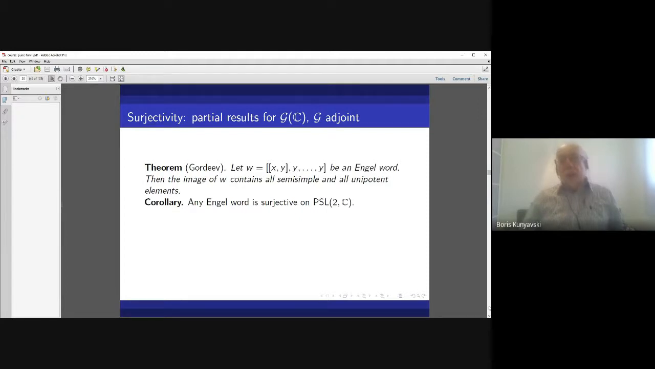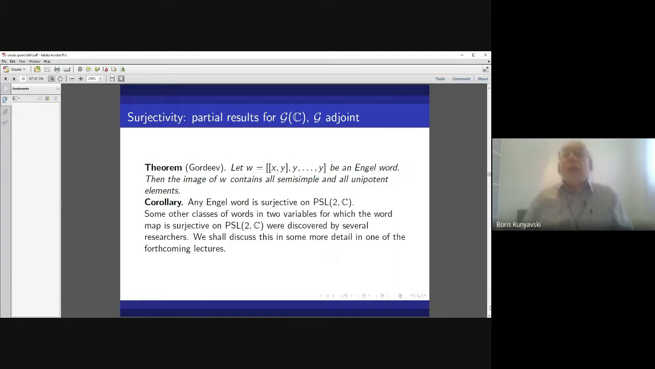And one can deduce from this, I'll tell you the whole story when we discuss this special case PSL(2,C), that any engel word is surjective on PSL(2,C). In fact, it's obvious right now, because one has to remember that this group is very special in the following sense. Each element of PSL is either semisimple or unipotent. So this corollary is immediate from Gordeev's theorem. But there are also other proofs. I'll try to talk about them later.